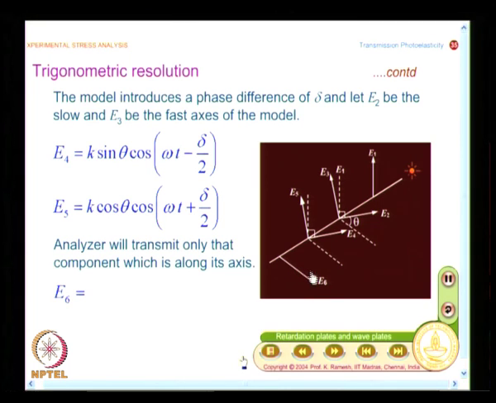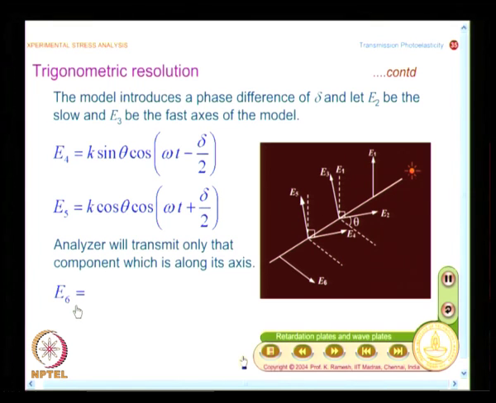So, when it comes out of the model, what will E6 do? This is nothing but your analyzer. It will allow only the component of light that is parallel to it. If the light vector is perpendicular, it will be completely cut off. So, we want to write an expression for the light transmitted by E6. That is very simple. I have E4, you know this angle, I can find out what is the contribution from E4 and what is the contribution from E5. Can you write what is E6?